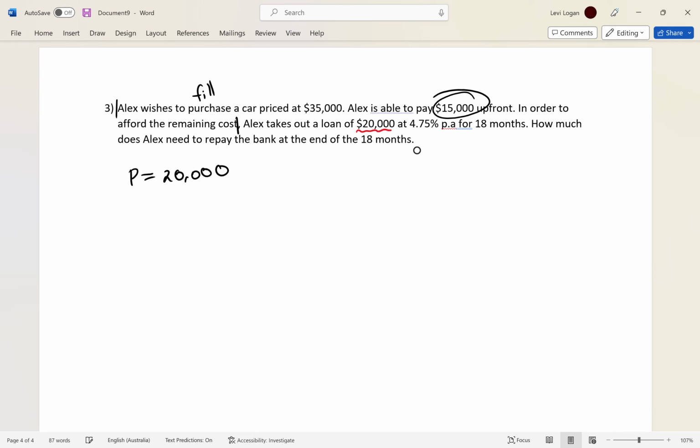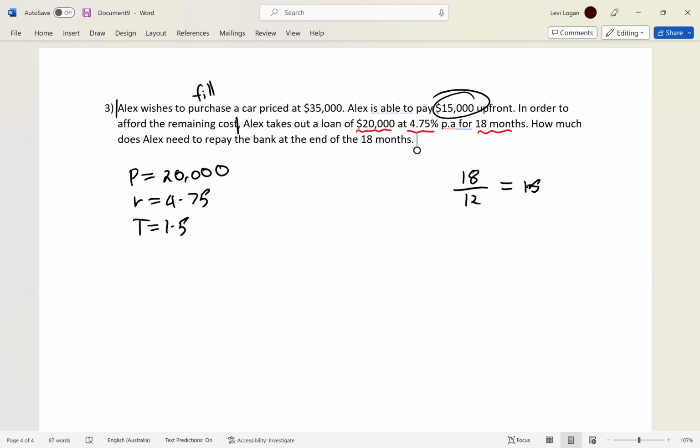And we've also been given the rate. So our rate, R, is 4.75. And we've also been given the time she's going to pay it back in, 18 months. Notice how they put it in months again, so we need to put that in years. So we go 18 divided by 12, which is 1.5. So capital T is 1.5.